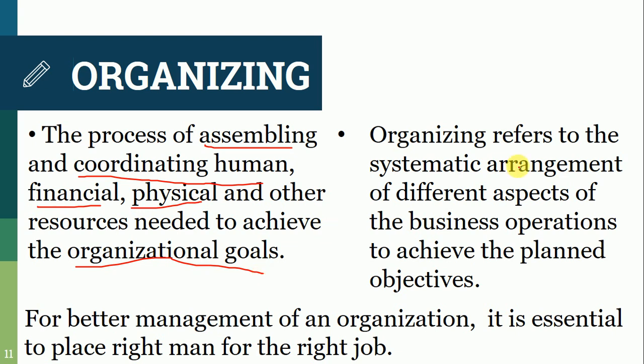We also say organizing refers to the systematic arrangement of different aspects of the business operations to achieve the planned objectives. Systematic means in order, done step by step, in which a process is involved, right? Arrangement of different aspects of business operations to achieve the planned objectives. So organizing refers to the systematic arrangement of different aspects.